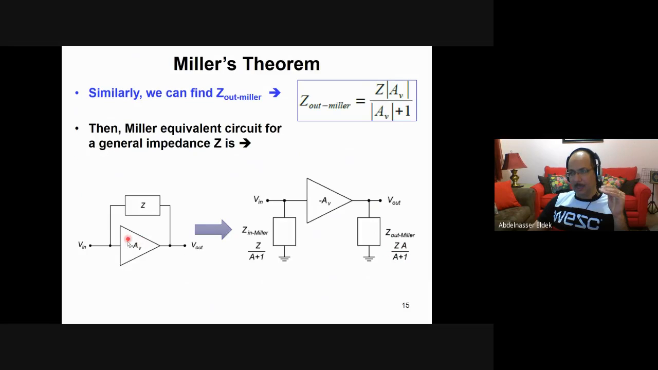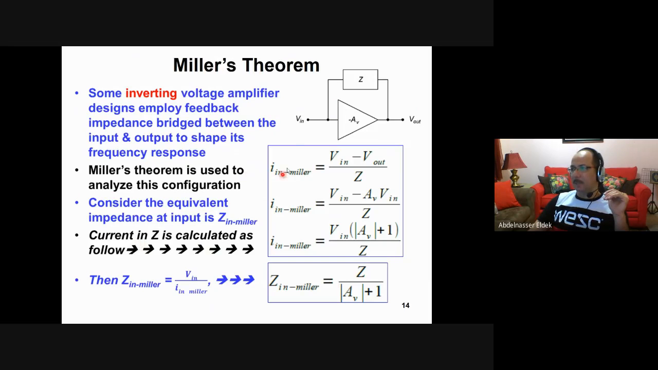And I say again, A is the absolute of this. Okay, and this is what's mentioned here. The proof is here. You can go through it. It's a very simple way to do it.